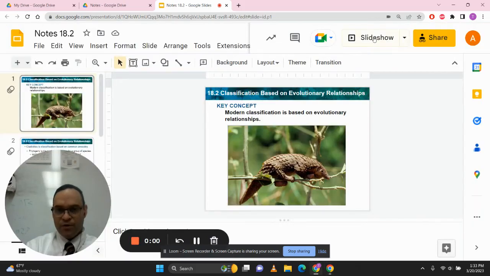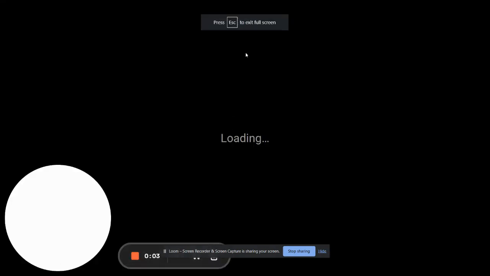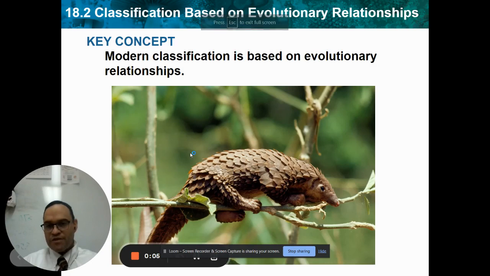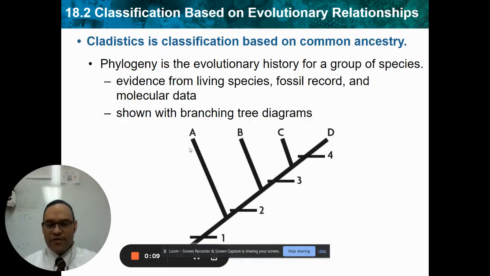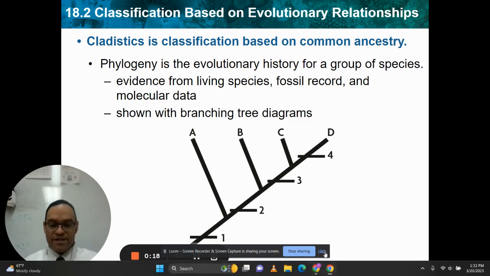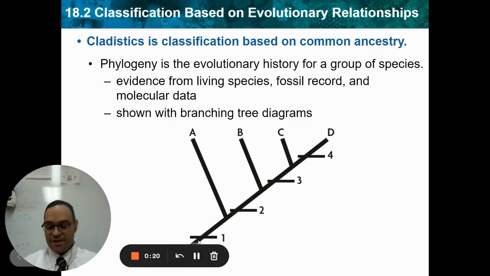All right, so chapter 18, section 2, we're going to be continuing our conversation with classification. One of the things we look at a lot now is something called phylogeny. Phylogeny is the evolutionary relationship between organisms. If an organism came from another set of organisms, that would be phylogeny. That would be important for phylogeny. So, for example, organism D came from the same common ancestor as C, B, and A.